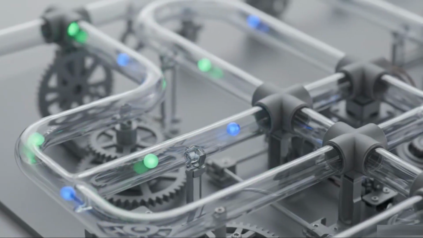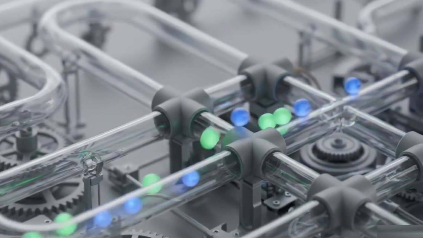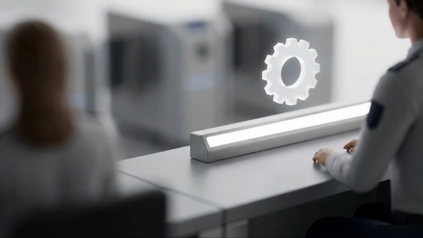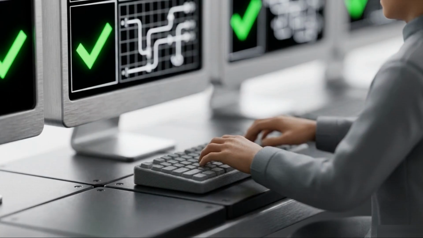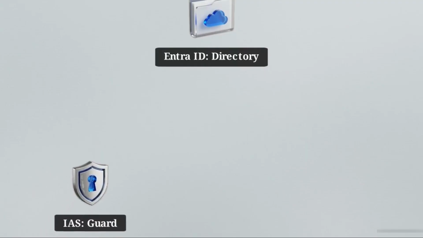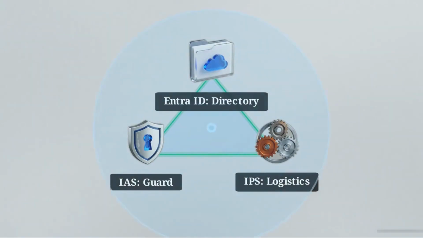Finally, there is SAP IPS, the Identity Provisioning Service. This synchronization engine actively creates, updates, and removes user accounts across your target systems. In our matrix, IPS is the airline staff. They operate behind the scenes to make sure your ticket exists, your baggage is routed, and your seat is actually ready for you. Note the strict boundary here. IPS operates purely as a background logistics engine. It does not authenticate users. Deploying Entra as the directory, IAS as the guard, and IPS as the logistics engine prevents conflicting configurations and clarifies the enterprise architecture.